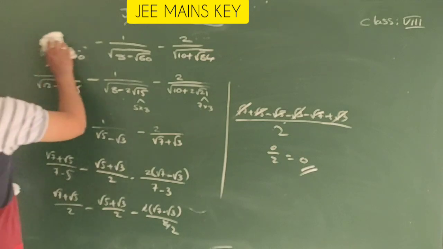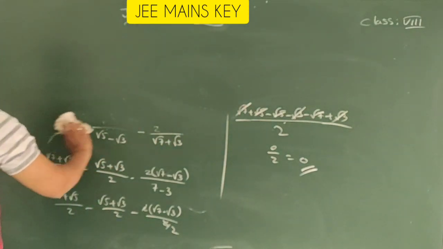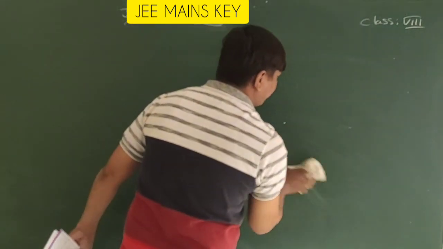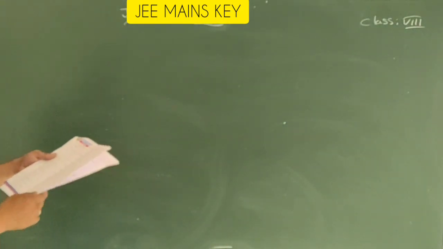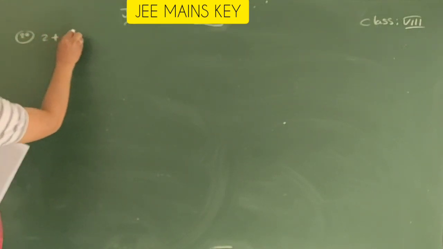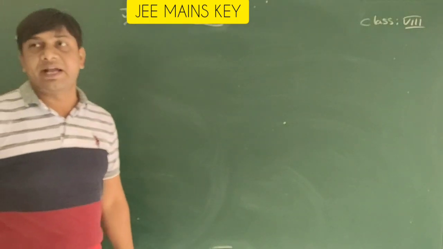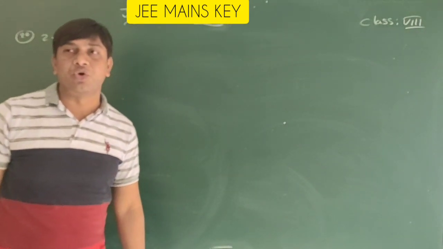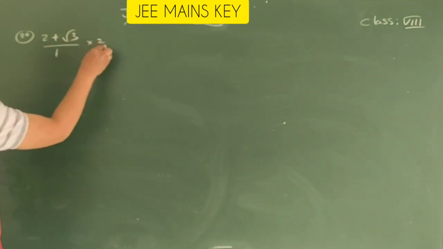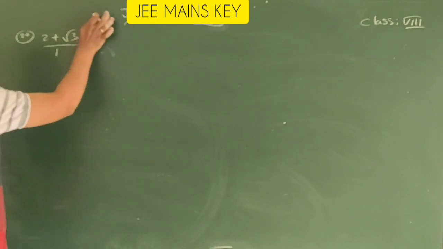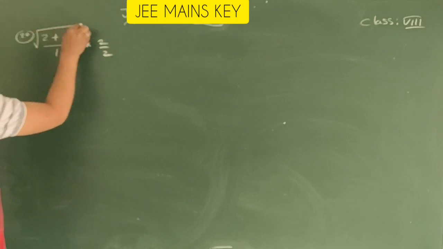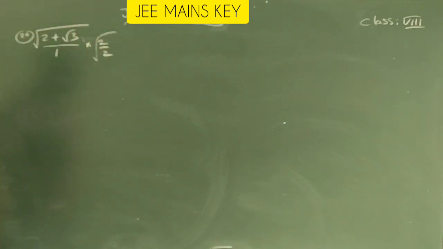And the 20th question. The question is the square root of 2 plus root 3. Okay, multiply by 2 and divide by 2. I need the square root, no? Here also square root and here also square root only.